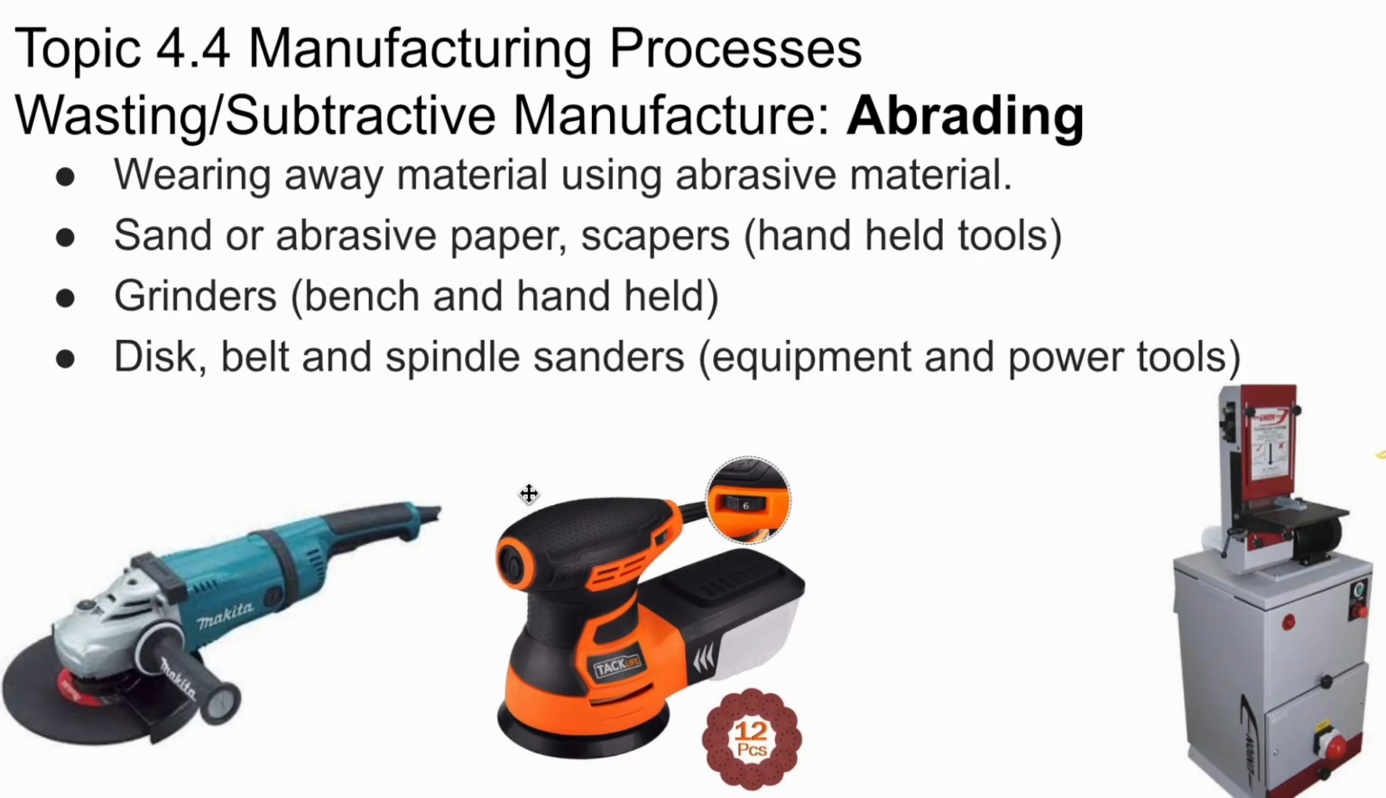Another form of subtractive manufacturing is abrading. So this is wearing away materials with abrasive material. So for instance, sandpaper or abrasive paper or scrapers. So, for instance, this palm sander would be a way of abrading material. You might use a grinder like this handheld grinder right here, or you might use a disc, belt, or spindle sander like this one right here, which is a belt sander.